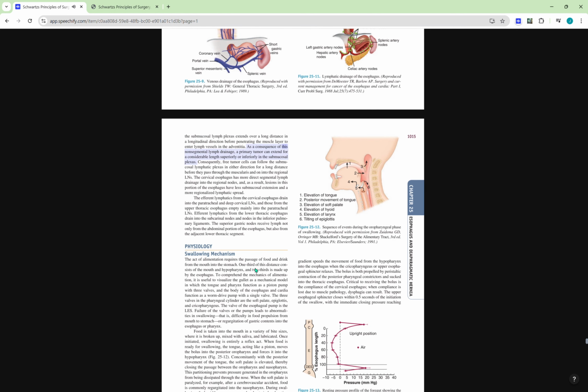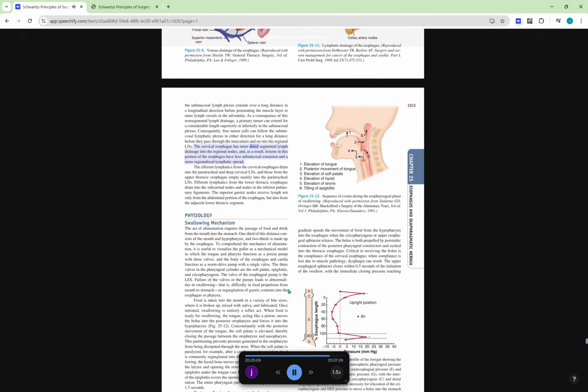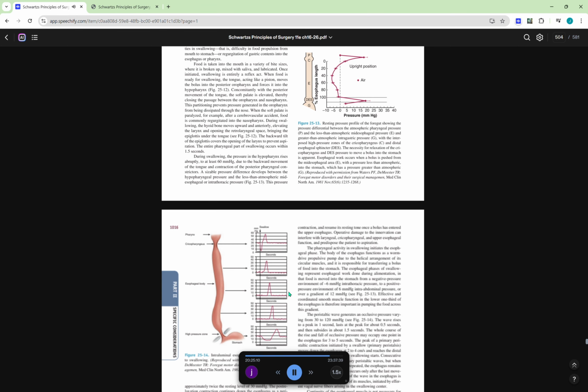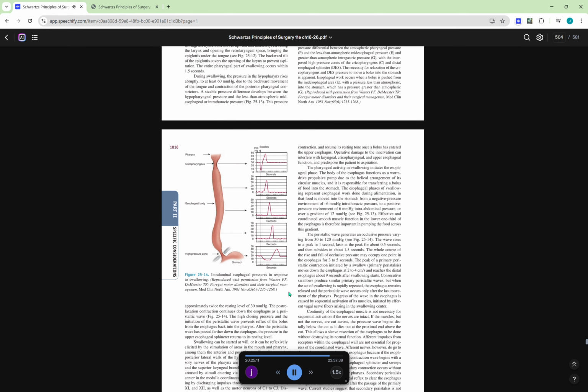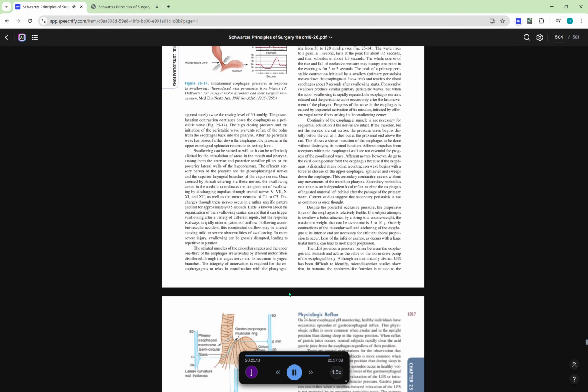As a consequence of this non-segmental lymph drainage, a primary tumor can extend for a considerable length superiorly or inferiorly in the submucosal plexus. Consequently, free tumor cells can follow the submucosal lymphatic plexus in either direction for a long distance before they pass through the muscularis and on into the regional lymph nodes. The cervical esophagus has more direct segmental lymph drainage into the regional nodes, and as a result, lesions in this portion of the esophagus have less submucosal extension and a more regionalized lymphatic spread.